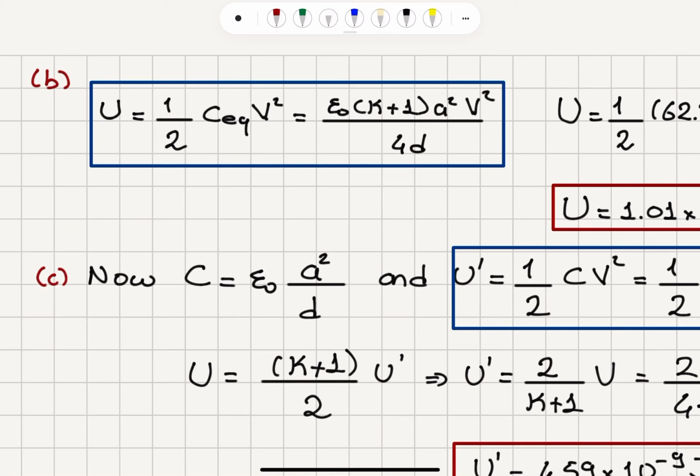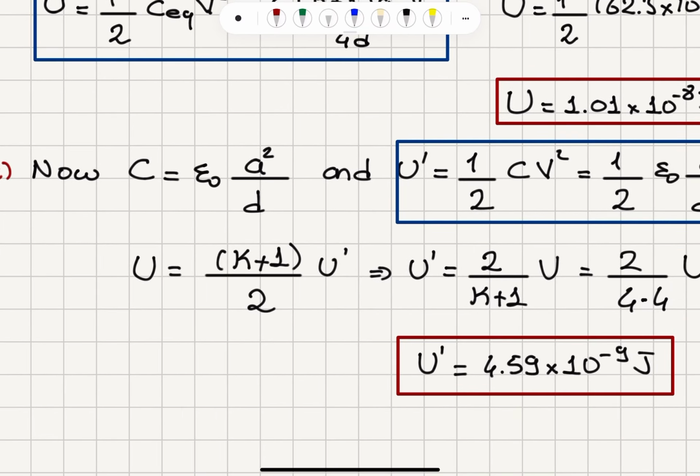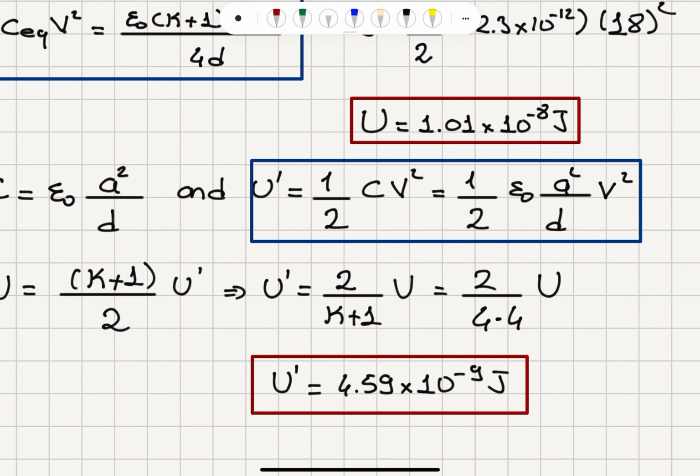The energy stored is 1/2 C equivalent V squared, so that's what I substitute here. And if I remove the plexiglass, the new capacitance becomes epsilon 0 A squared over D, because the area of the air capacitor increases. And I note that in this case, the stored energy, which is 1/2 CV squared, is less than the initial stored energy by a factor 2 over 4.4.